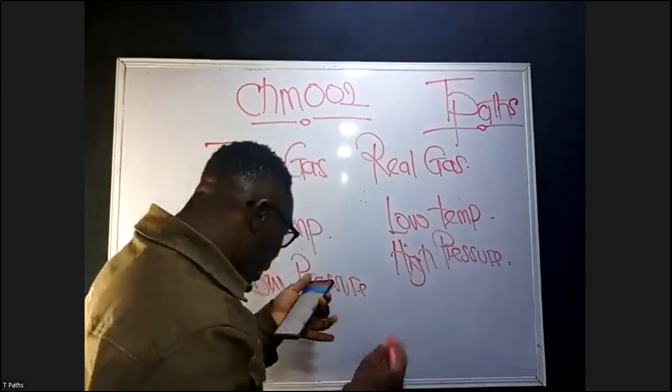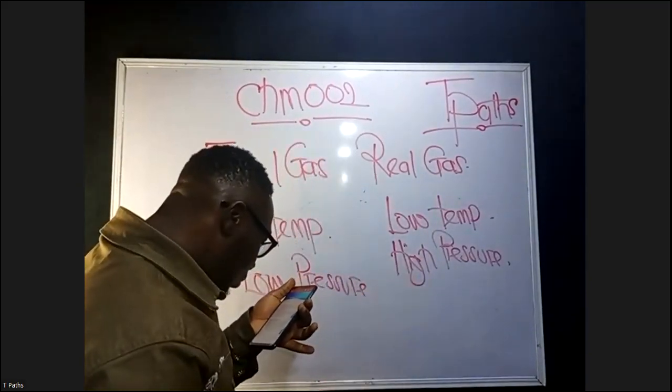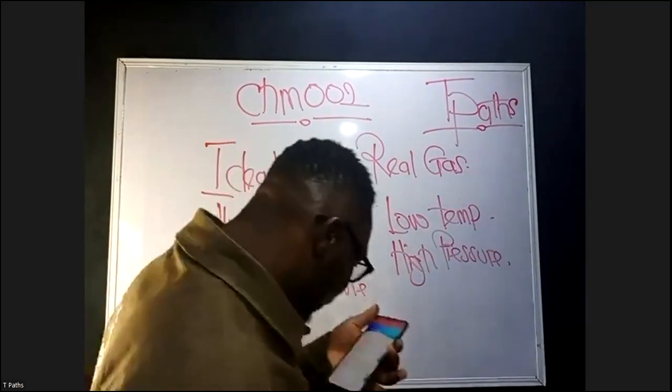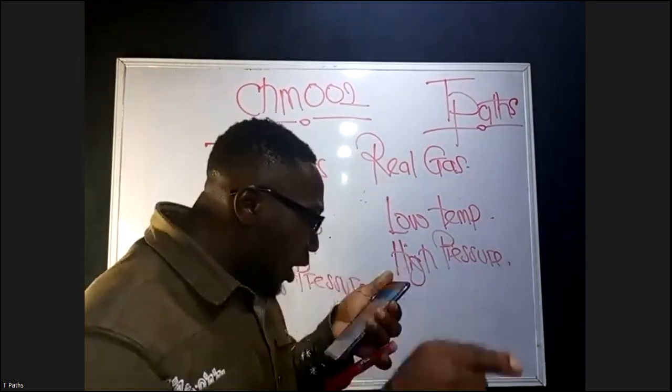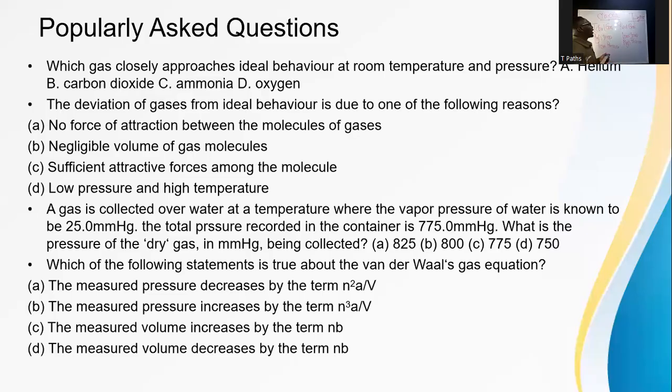So from the options there, we have helium, carbon dioxide, ammonia, oxygen. It asks which gas closely approaches ideal behavior? The only one that can approach ideal behavior is a gas that has low molecular weight. And that is helium. Why is it helium? Because helium has a lower molecular weight. Carbon dioxide, CO2, is 44, ammonia is 17, oxygen is 32. Helium is in the range of 4. So we look at the fact that helium has low molecular weight, and therefore it will approach ideal behavior.